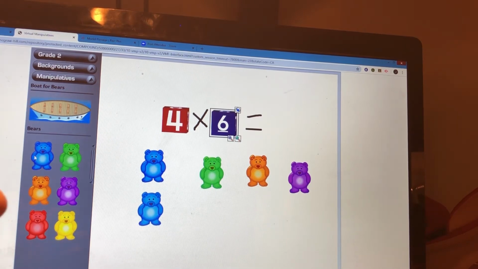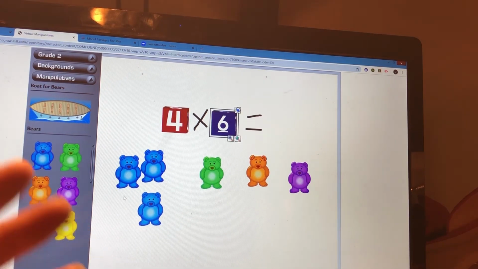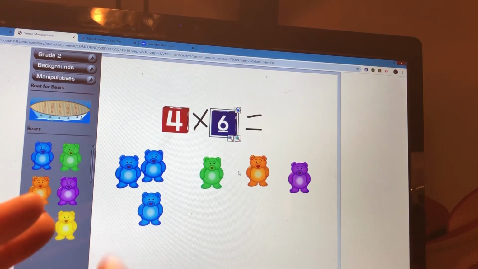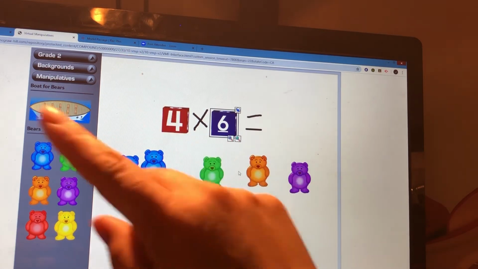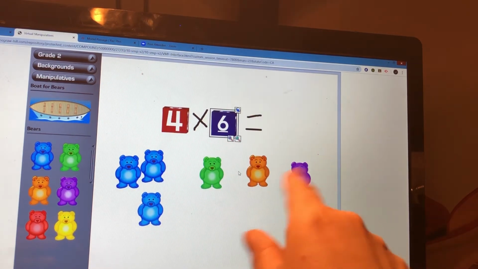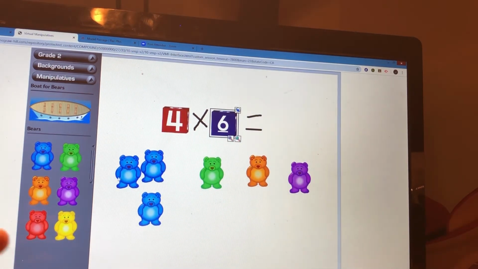So then the first thing we did was I put 6 in each group. We talked about how we can skip count, how we can count the total of each one. And then eventually we even used the text tool to represent 4 groups of 6 using repeated addition: 6 plus 6 plus 6 plus 6.